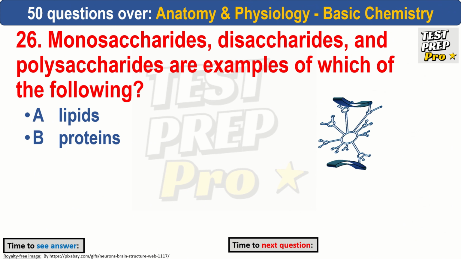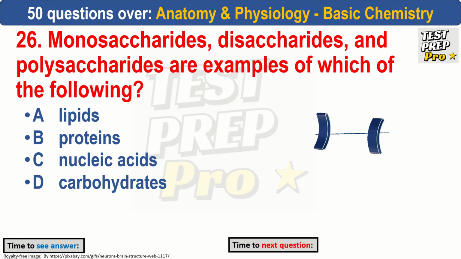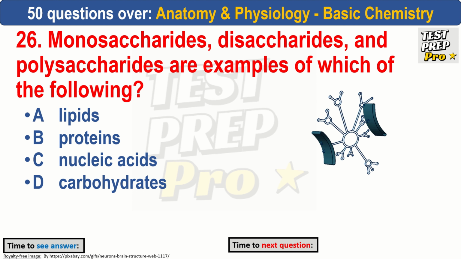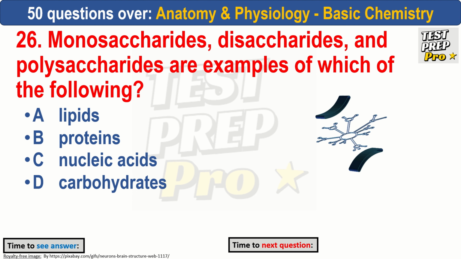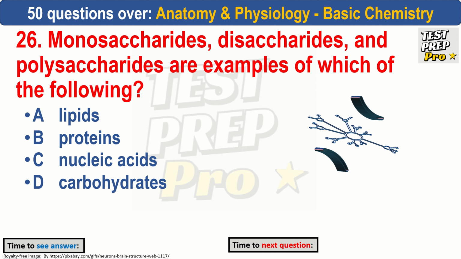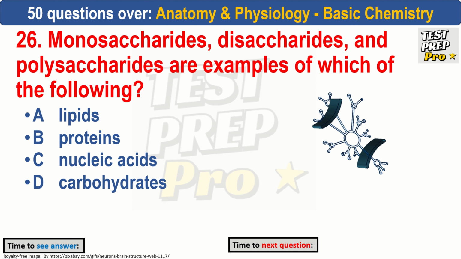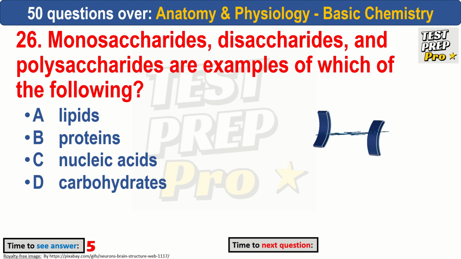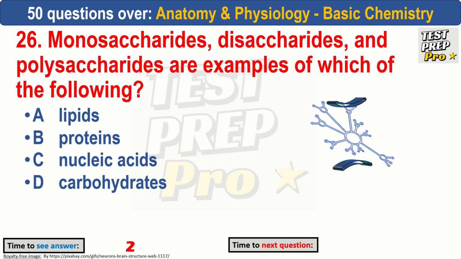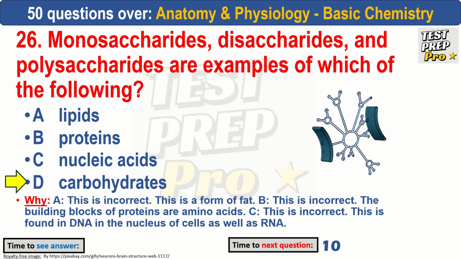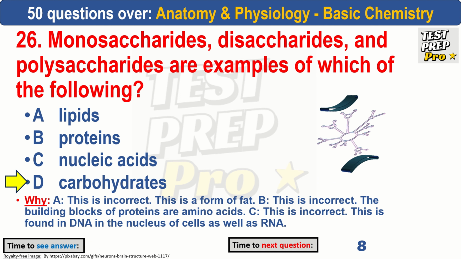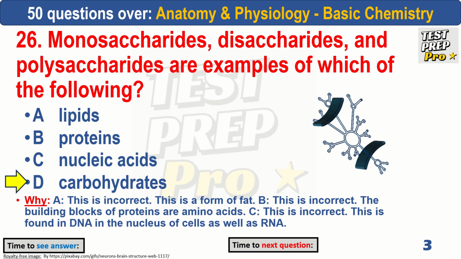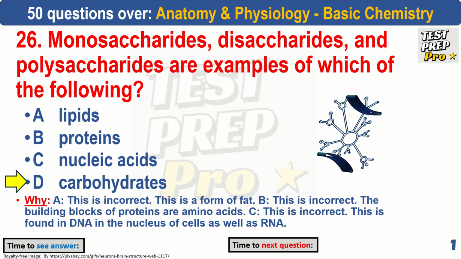Monosaccharides, disaccharides, and polysaccharides are examples of which of the following? Lipids, proteins, nucleic acids, or carbohydrates? Carbohydrates. So all of those fit under the category. Monosaccharides are simple, polysaccharides are very complex. Carbohydrates.